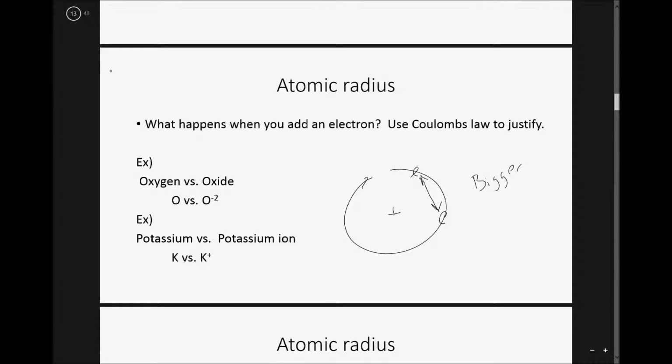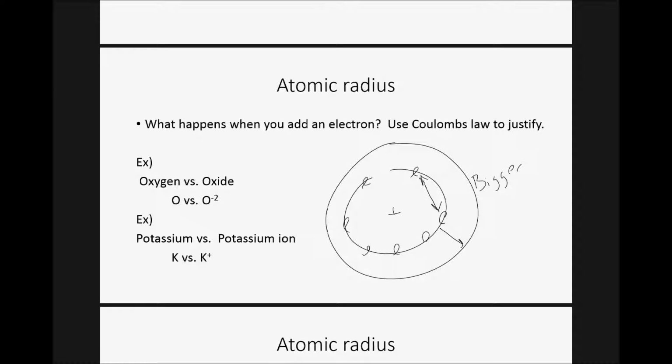But if we added enough electrons that the energy level is full and we open up a new energy level, then it's going to get significantly bigger. So we always want to be aware of how many electrons an atom has and whether we've gained or lost an energy level relative to electrons. So in this case, we have oxygen versus oxide. We gain 2 electrons.